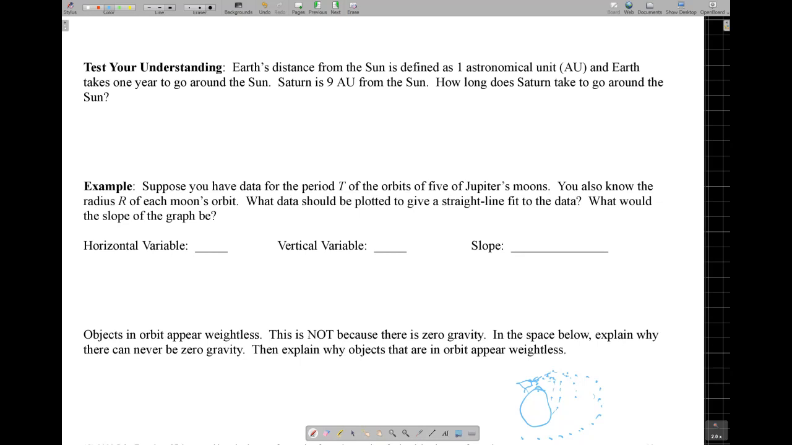And while an object is in orbit, the only force acting is the force of gravity. Well, whenever the force of gravity is the only force acting, we are in free fall. So objects in orbit appear weightless.